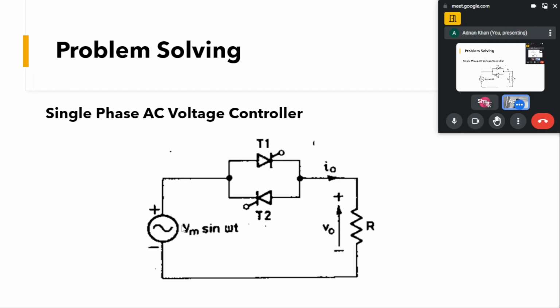Let us say this is the voltage that is given here.